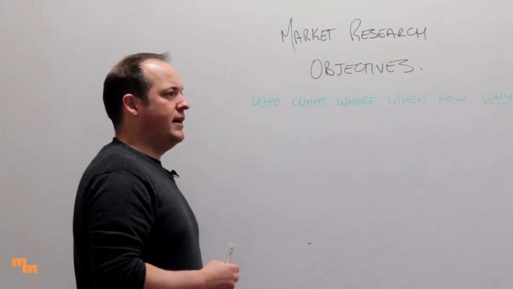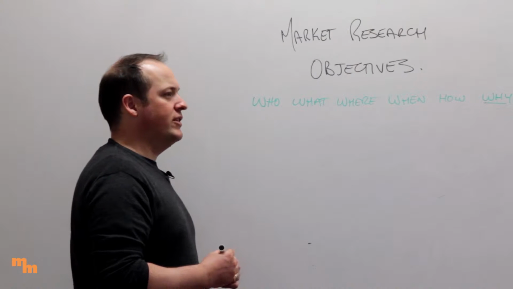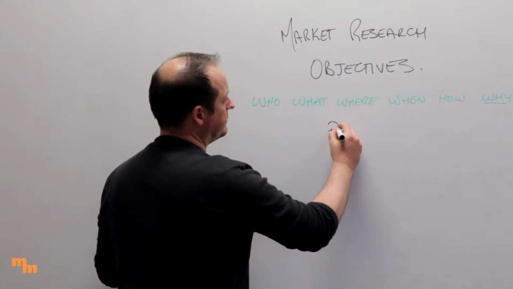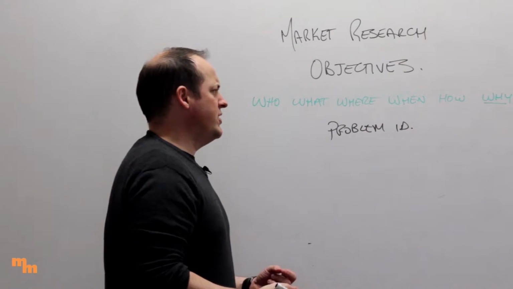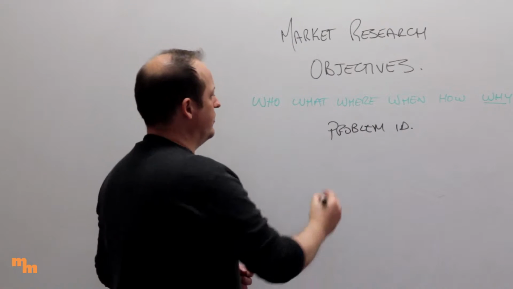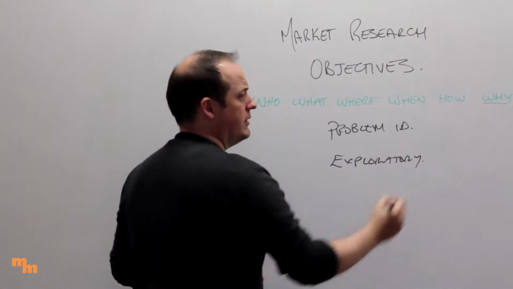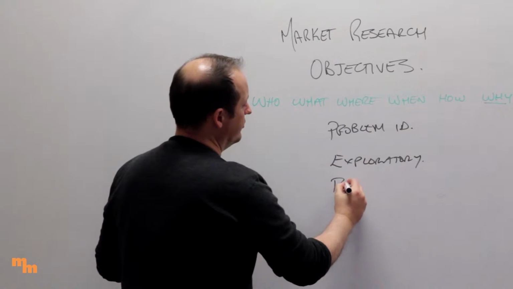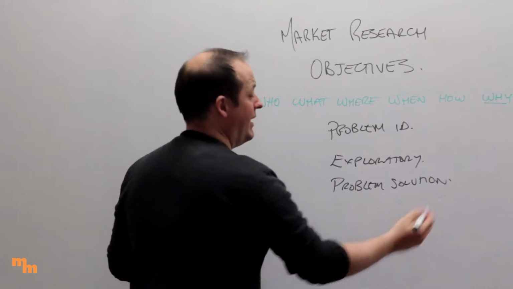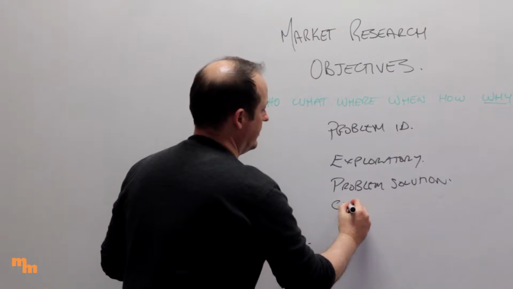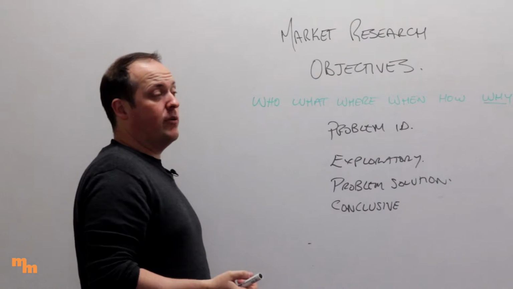Now when we look at that, there's a couple of different ways that we start to look at our market research. One of them might be problem ID, where we want to know what's going on in our organization and find problems. We might do exploratory research. We might be doing problem solution, where we want to find out how to fix a problem that we have, or also conduct conclusive research into our business and find out what's going on there.